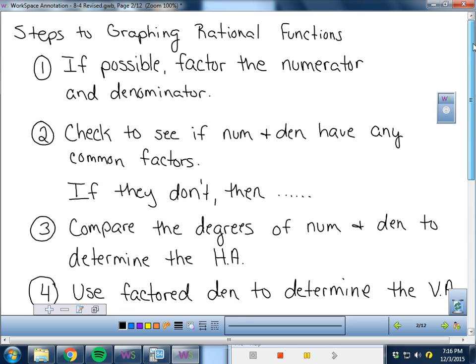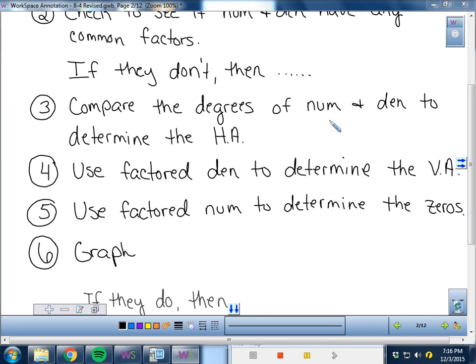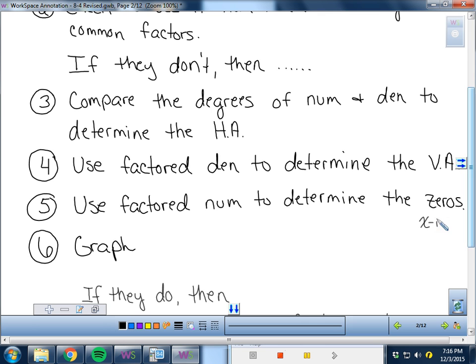All right, so when we are graphing these, what we're going to do is, first off, if we can factor the numerator or the denominator or both, then we're going to do that. And then we're going to check to see if they have any common factors. If they don't, then we compare the degrees of our numerator and denominator, and that's going to determine our horizontal asymptote. All right. Then we're going to use our factor denominator to determine our vertical asymptote, our factor numerator to determine our zeros or our x-intercepts. You might want to write x-intercepts there. And then we'll graph it.